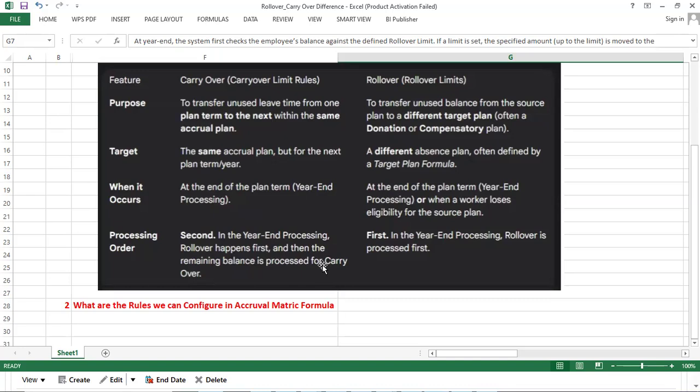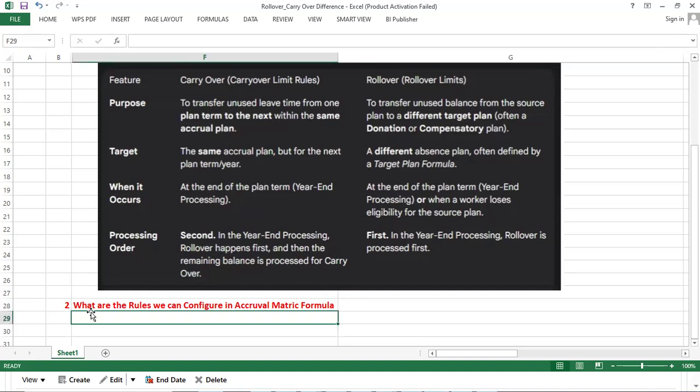These are the differences between carryover and rollover. It looks like a little bit of confusion, but you have to go through it carefully. If you enable rollover, the first priority is rollover. In the year-end processing, rollover is processed first. Still, if there is a balance, then it will go to the second option.